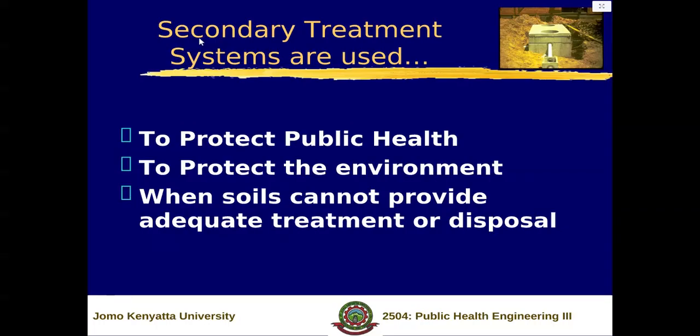So then we ask ourselves, how do we treat the water that is coming out of the septic tank? How do we achieve sufficient secondary treatment? We want to keep our goals, which we said are to protect public health, as we discussed in lecture number 1, and to protect the environment. And then we find that the soils cannot achieve sufficient treatment.